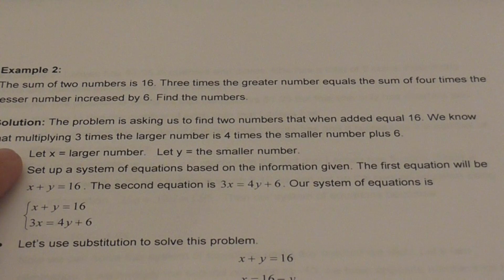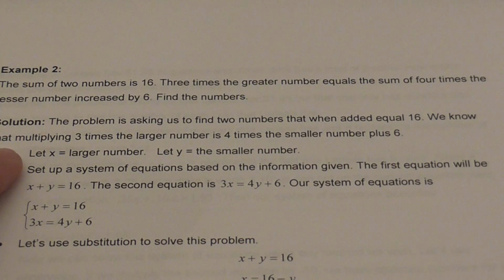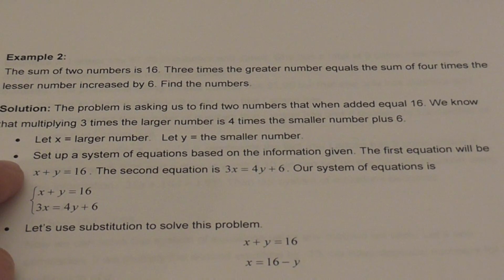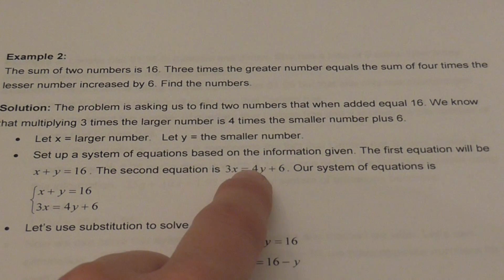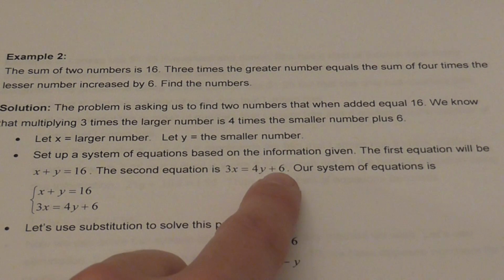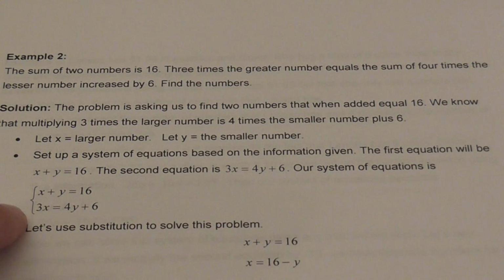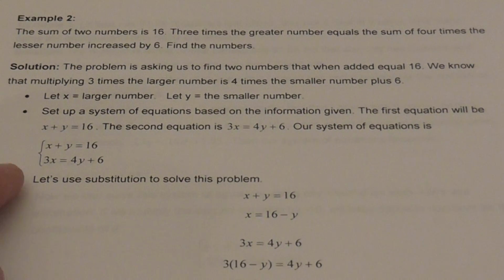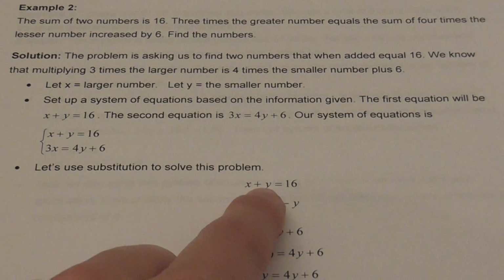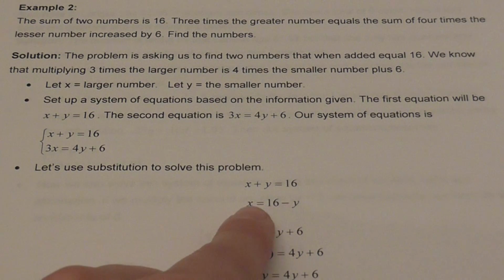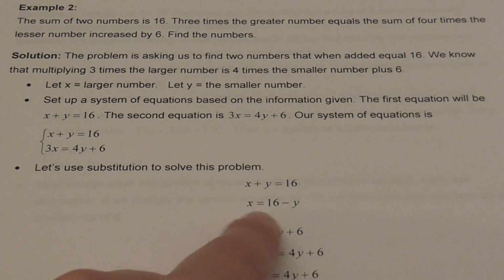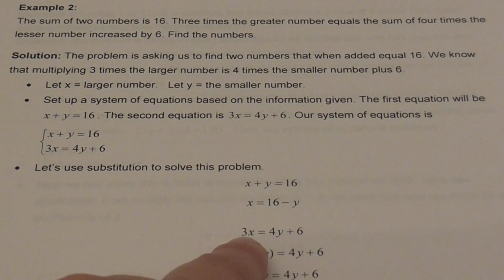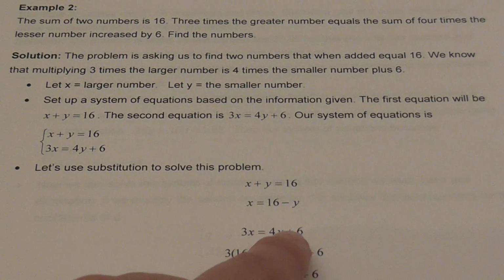So we're going to let x be one of the numbers and y be the other one. So the first thing we're going to set up is that x plus y equals 16. The second equation says that 3 times the first number equals 4 times the second number plus 6. So this is our system of equations. So if you use substitution to solve this problem, I could get either one of these variables alone very easily. We picked x this time, so I subtract y from both sides. So x equals 16 minus y, then I have 3x equals 4y plus 6.